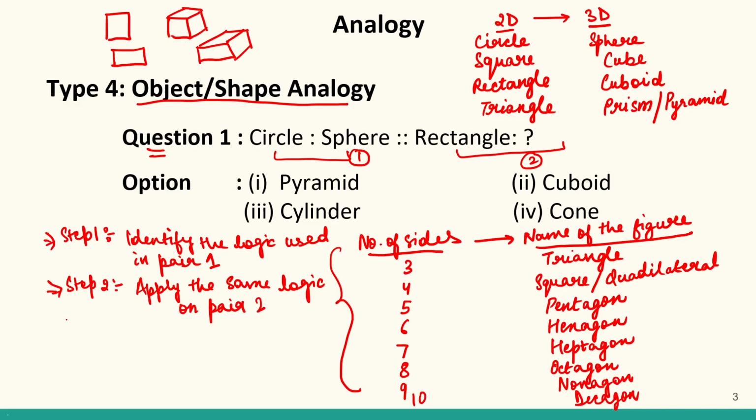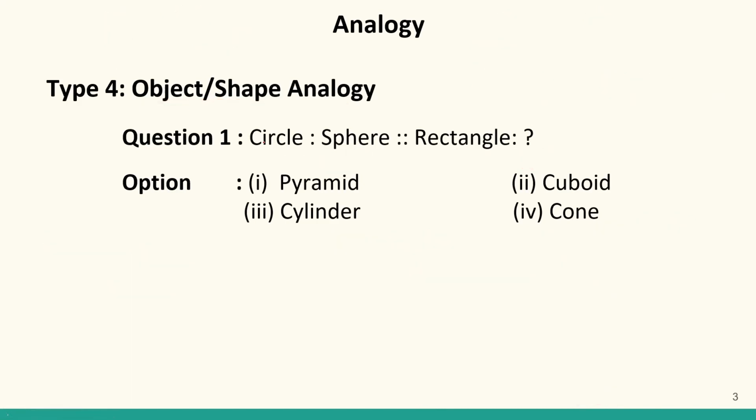So let us come to this question. Circle is somehow related to sphere and we have to find out how rectangle will be related to this missing element. Here you can see that circle is a 2D image and sphere is a 3D image. So rectangle is a 2D image and we have to find the corresponding 3D image. For rectangle, the corresponding 3D image is a cuboid. So the answer will be option number 2, cuboid.